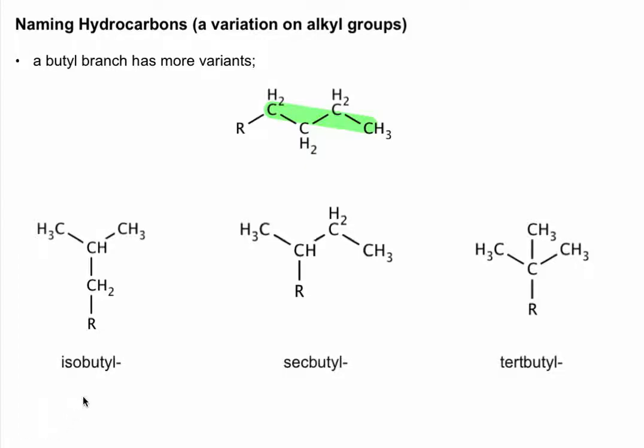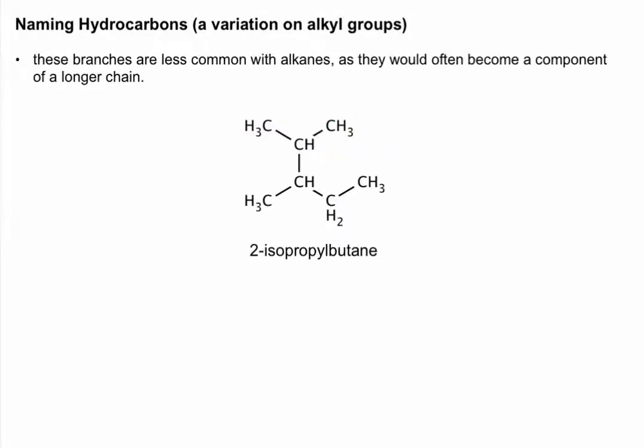Isobutyl is where we have the R group bonded to the middle carbon of the remaining 3. So that's an isobutyl. Sec-butyl maybe makes a little more sense. If that's a butyl, a sec-butyl, the R group attaches to carbon 2 of the butyl branch, and this is known as a tert-butyl. Those are the common names for 3 different butyl branches.